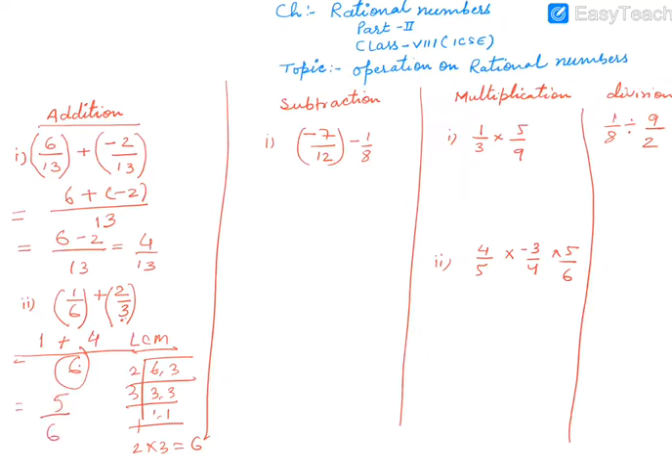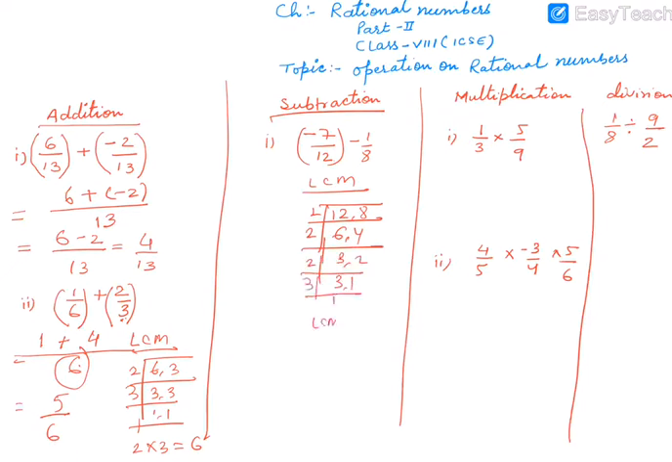The second operator is subtraction. How to subtract two or more rational numbers? Here again it is the same, we'll use the LCM method. We'll take the LCM of 12 and 8. 2 sixes, 2 fours, 2 twos, 3 threes, then again 1. So what will be the LCM? 2 into 2 into 2 into 3. 2 twos are 4, 2 fours are 8, 3 eights are 24. So the LCM is 24. We can write here minus 7 upon 12 minus 1 upon 8.